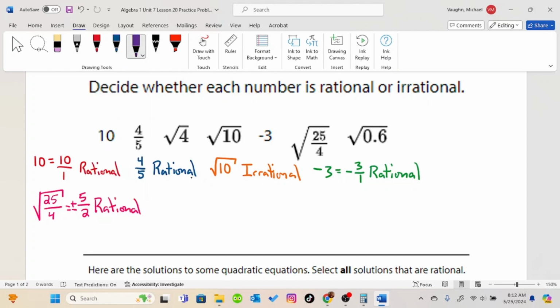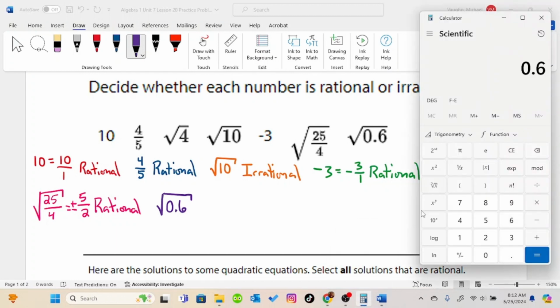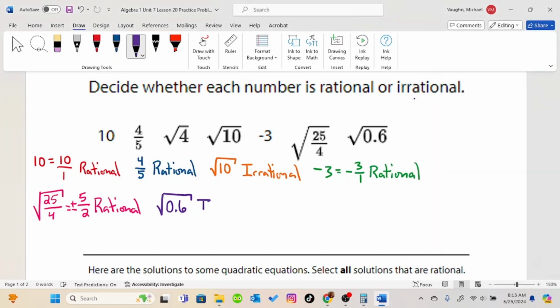And finally, we have the square root of 0.6. If we put this into a calculator, notice we get the same thing as when we did it to the square root of 10. I have a non-repeating decimal that does not have a stopping point. So this cannot be written as a whole number fraction, and it is an irrational number.